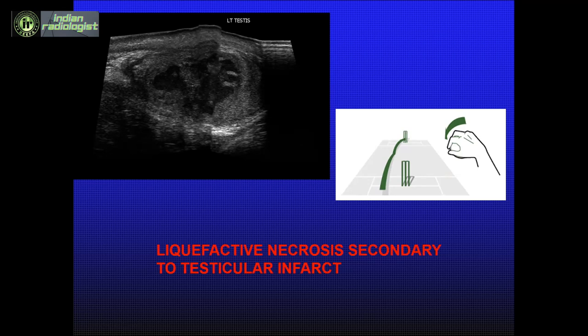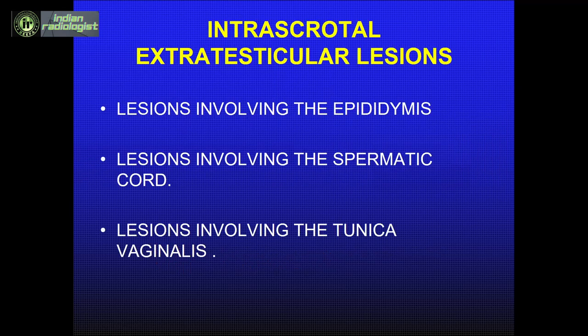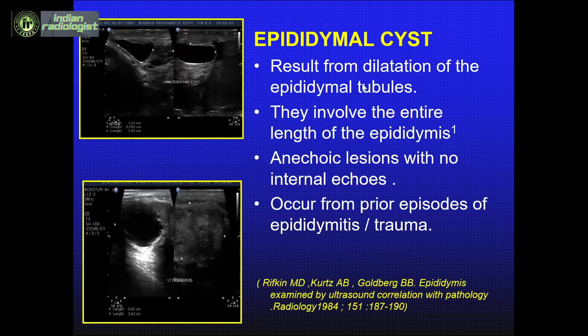Now, having finished testes and epididymis, the acute pathologies, there can be lesions seen depending upon where the area is, like epididymis, cord, or tunica vaginalis. Let's look at it, which are simpler cases to diagnose in day-to-day practice. One is an anechoic cystic lesion lying at the head of the epididymis, with good acoustic enhancement. Like any cyst in the human body, it looks like this. This is nothing but an epididymal cyst.